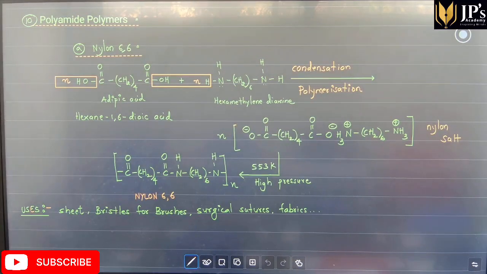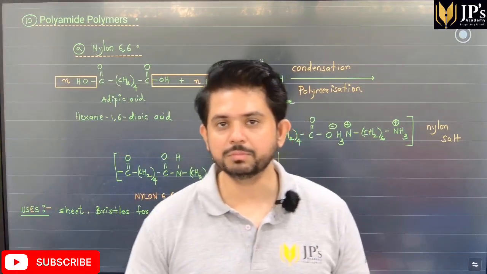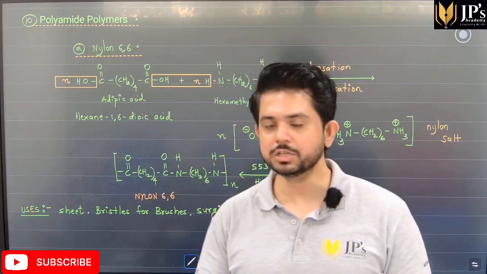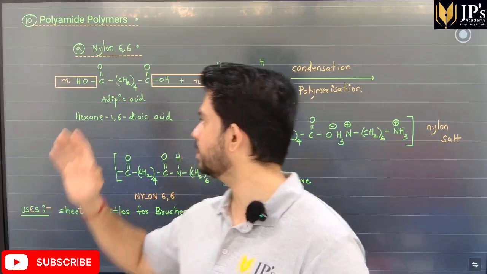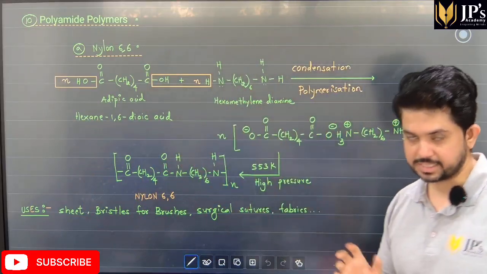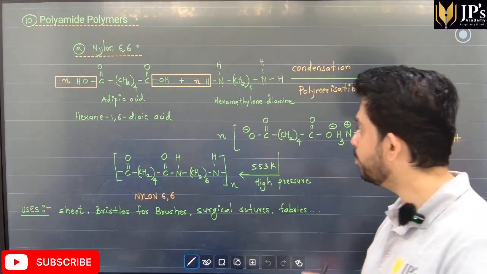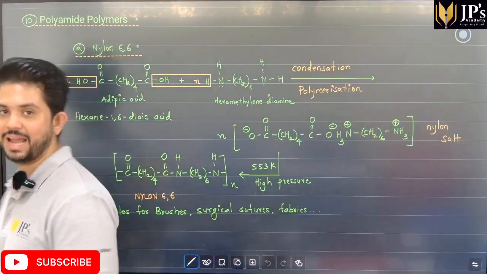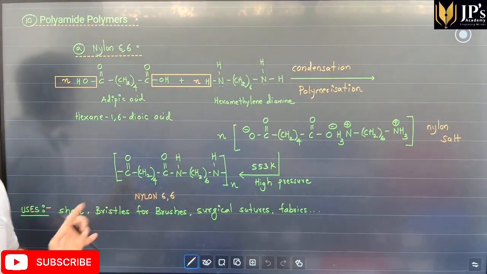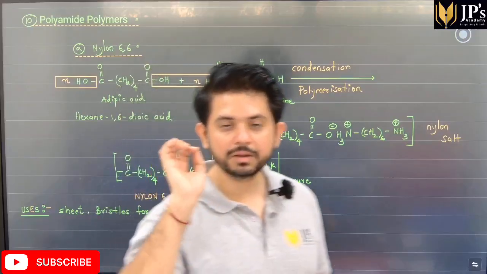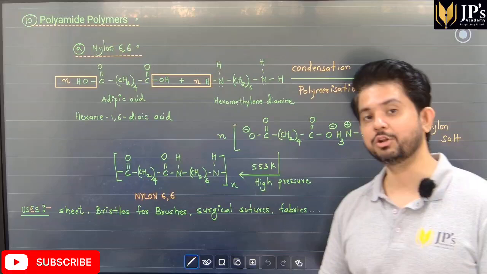The next set of polymers we have, students, is called polyamide polymers. Polyamide polymers have many amide linkages, that's why they are called polyamide polymers. The first one, very important, is nylon 6,6. Let's understand why the name is nylon 6,6. If we look at both the monomer units, the first one is adipic acid, and the second monomer is hexamethylene diamine. Both the monomer units have 6 carbons each, and that is why the nomenclature is nylon 6,6.